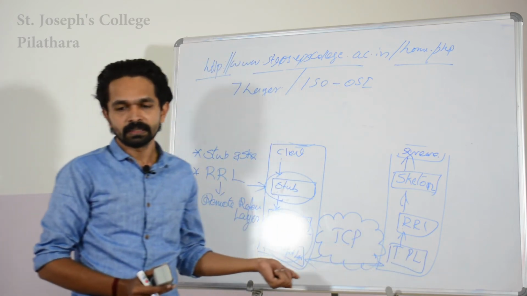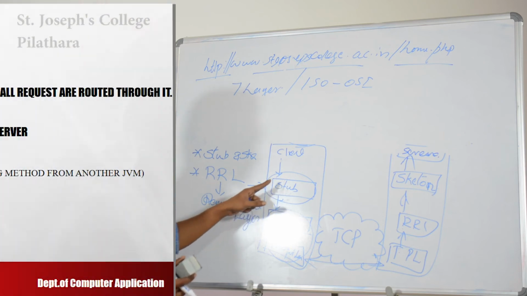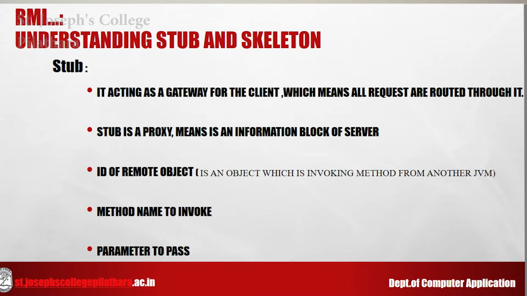Okay. So the stub is the first point, a proxy. The second point, it acts as a gateway. The third point, it holds the ID of the remote object, which means invoking the object from the server side. It is invoking the method or object, invoking a method from another JVM. This is the only duty of the stub.